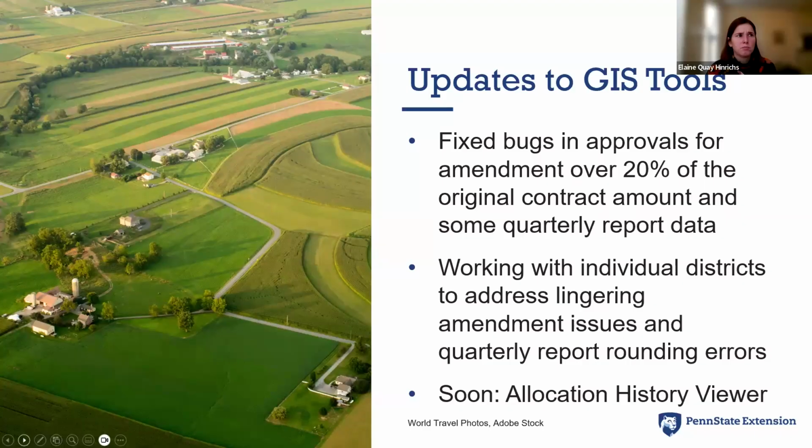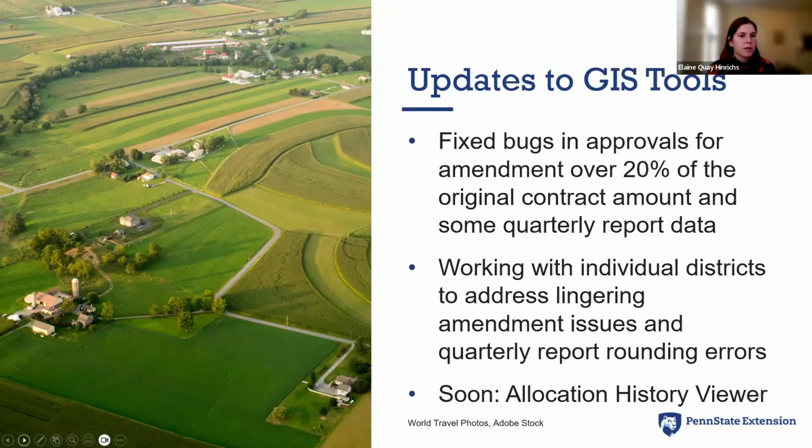So those are two bigger bugs that we fixed recently. Now that we've got those dealt with, going on to some errors that are impacting individual districts, including some lingering amendment issues that seem to be related to that amendment approval bug, and then quarterly reporting rounding errors. And then I also have some notes about, it seems like some counties are potentially having some issues with deliverables. So I also have notes to reach out to them.